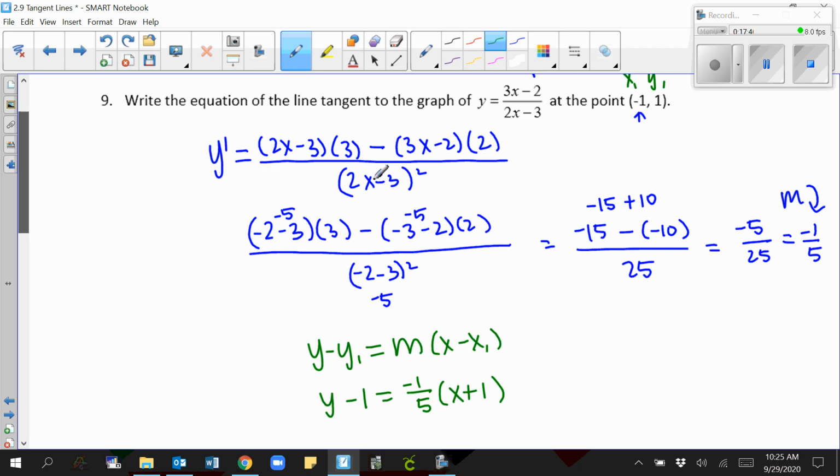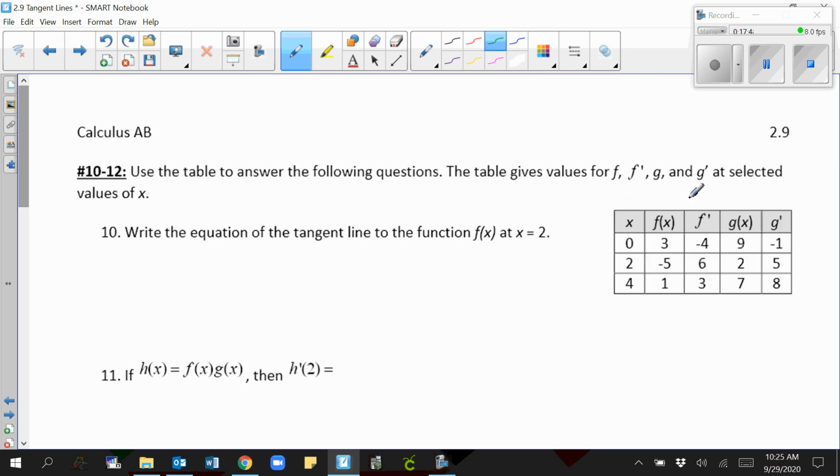And for the last couple problems, we are going to look at this table over here to help us out. So it says, use the table to answer the following questions. The table gives values for f, f prime, g, and g prime at selected values of x. So 10 says, write the equation of the tangent line to the function f of x at x equals 2.